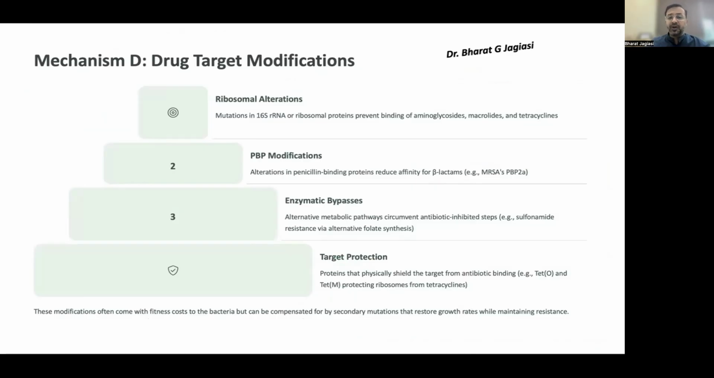The last mechanism is drug target modification. It could be the ribosomal alteration as seen in aminoglycosides and macrolides. PBP modifications could be seen in different organisms, maybe E. coli, as we discuss further. Enzymatic bypasses, where they come up with alternative metabolic pathways, and target protection, that is a protein that specifically shields the target from antibiotic binding.